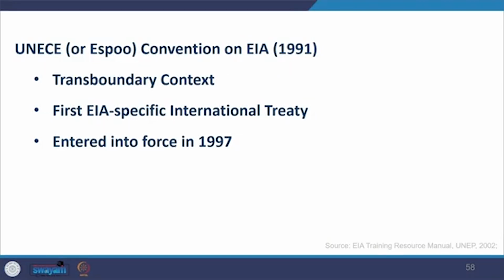So in the same year, 1991, with the realization and acknowledgement that environmental threats do not respect national boundaries, and danger should be prevented, and there is a need for notifying and consulting with the other governments, the ESPOO Convention was brought as a key instrument to bring all the stakeholders to prevent environmental damages before they occur. So it was the first EIA specific international treaty. So here it was at the international level, and it was EIA specific, where we were going to undertake EIA at the transboundary level. So the convention entered into force in 1997.